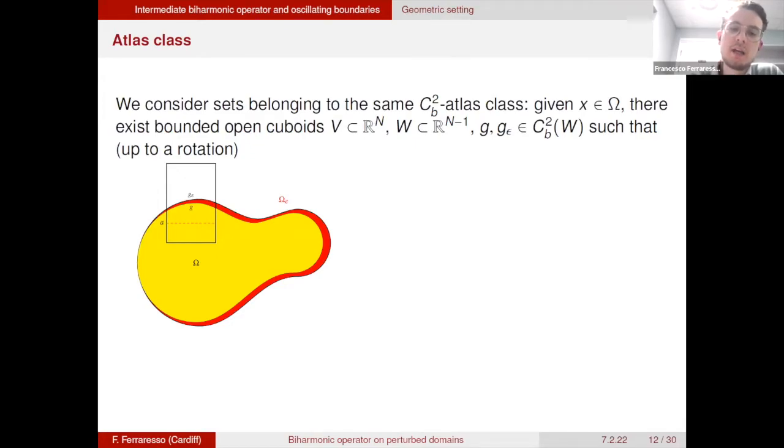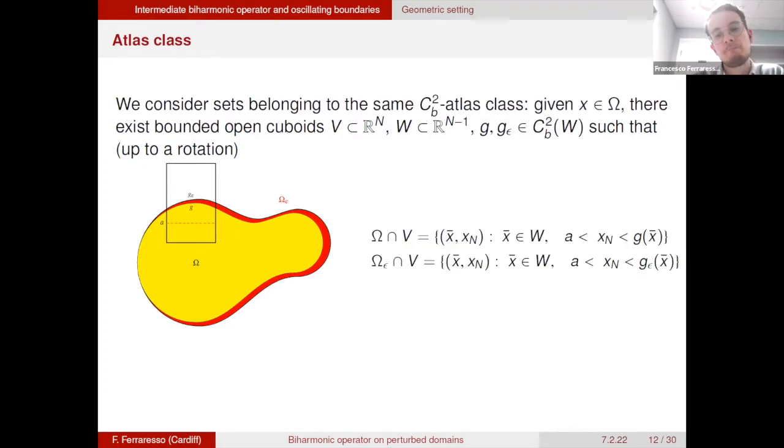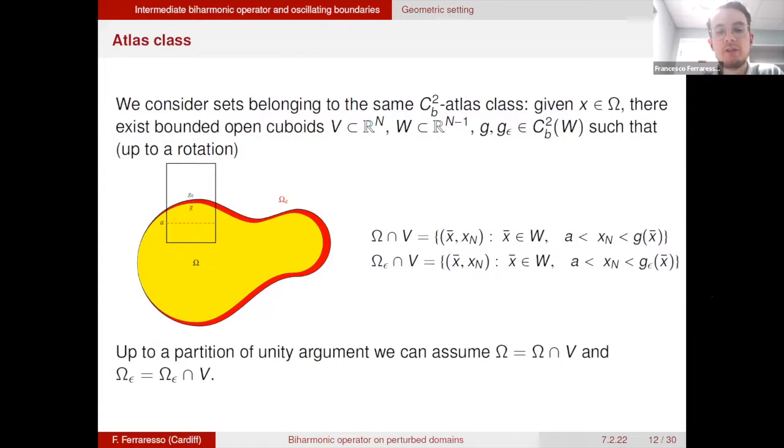What I mean is that I can somehow cover the whole families of domains with a set of charts. And locally inside this chart B, I could represent the boundary of omega and the boundary of omega epsilon as the graph of a C2 function, so that I will call G epsilon for omega epsilon and G for omega. And up to a partition of unity argument, if we are only interested in the behavior at the boundary, we could always assume that omega is equal to omega intersected V, and omega epsilon is omega epsilon intersected V.